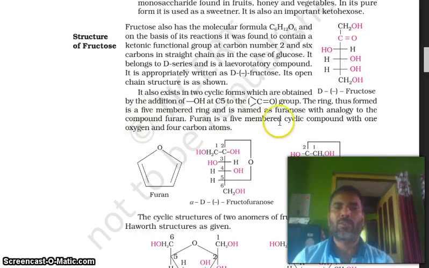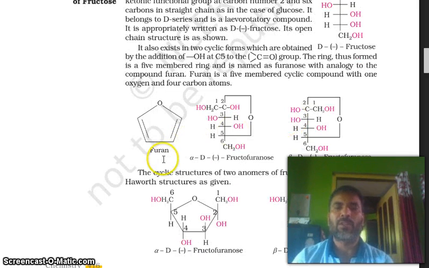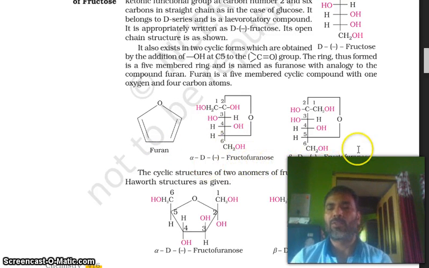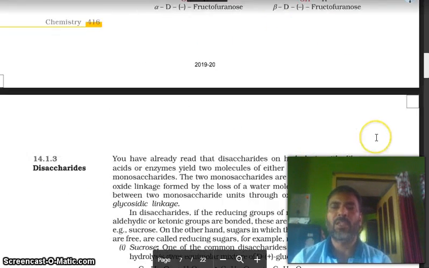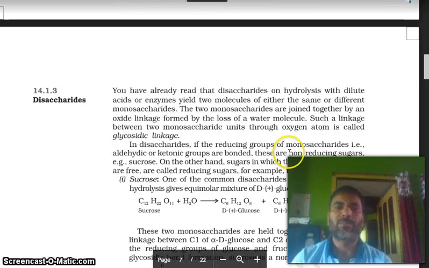So the structure of fructose, you see, furanose structure, alpha D fructofuranose and beta D fructofuranose. So this is the alpha position, this is the beta position, and a 5-member ring.